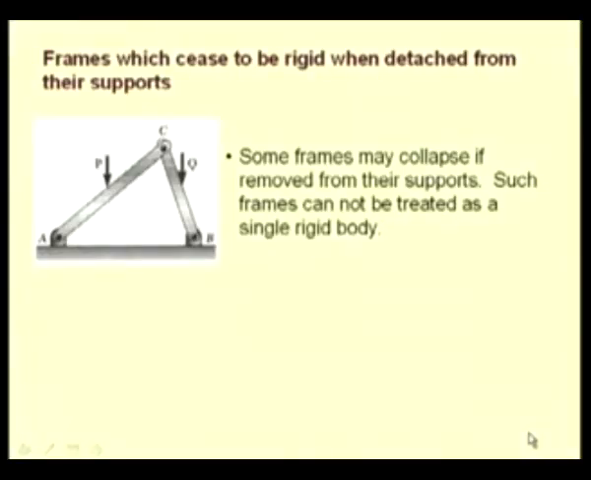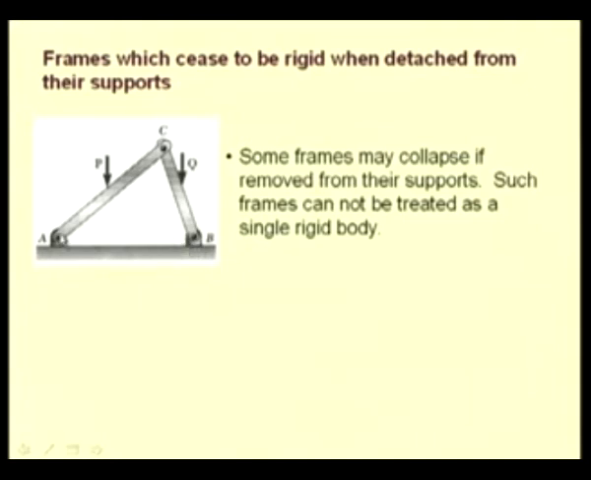Sometimes frames collapse when they are removed from their supports. Such frames are not rigid, and we cannot consider the free body diagram of the complete frame to determine the external reactions. In that case, the analysis procedure has to be a little different. So here we see an example of a frame which is not rigid and collapses when removed from the support.